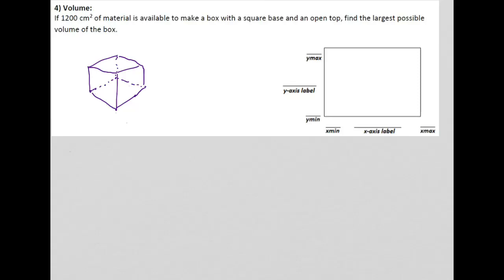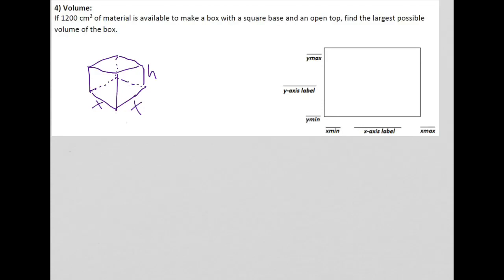Alright, so we've got 1,200 centimeters squared of material available to make a box with a square base and an open top. Find the largest possible volume of the box. Well, it's a square base, so let's call that x, and that's also going to be x. And then we have those two back sides that are going to be x as well. And let's call the height h.